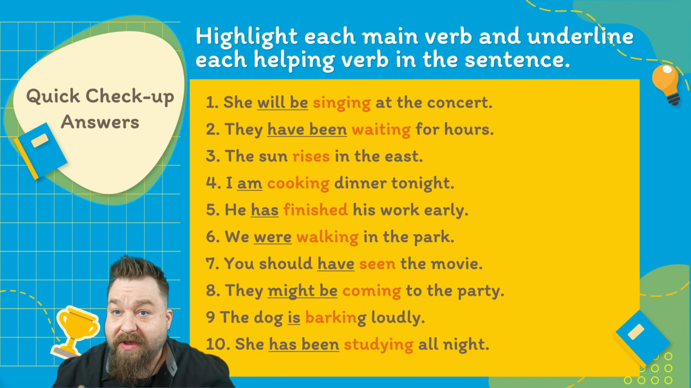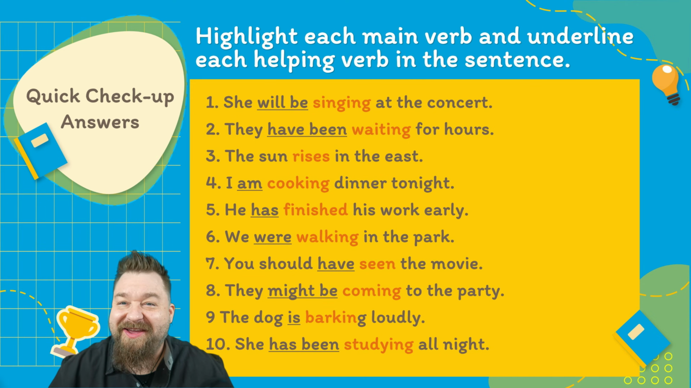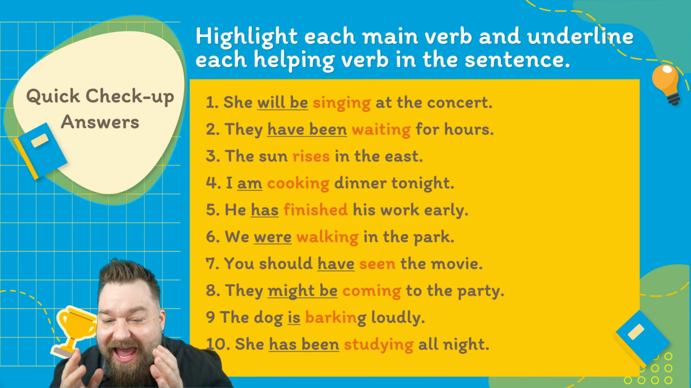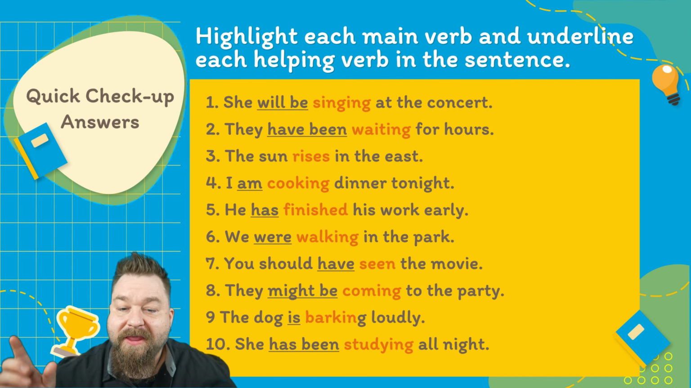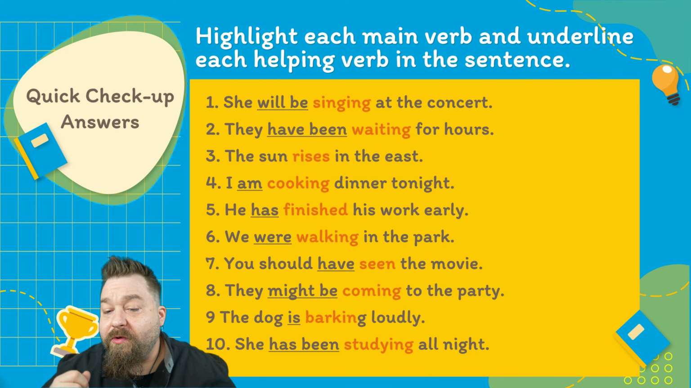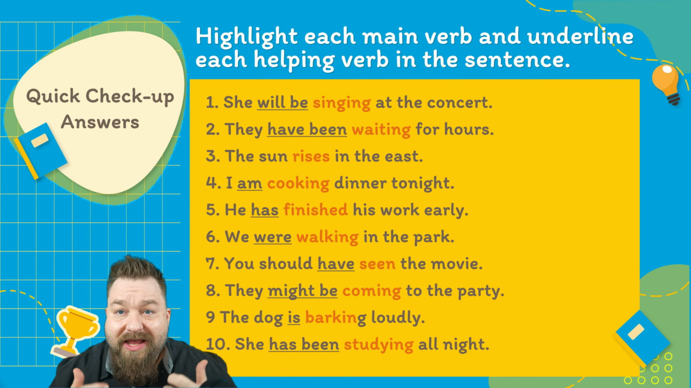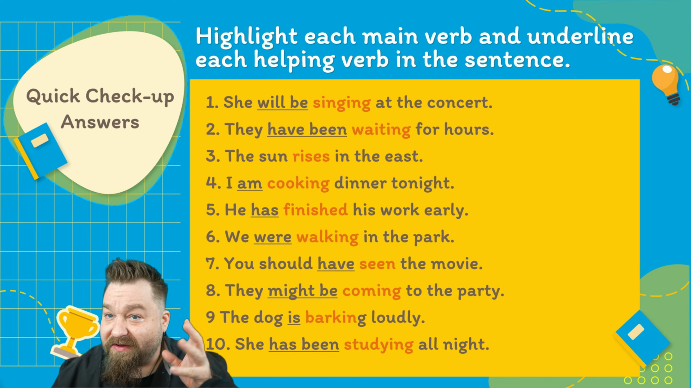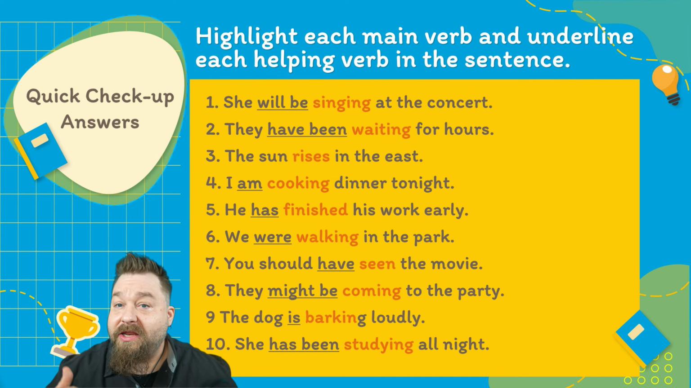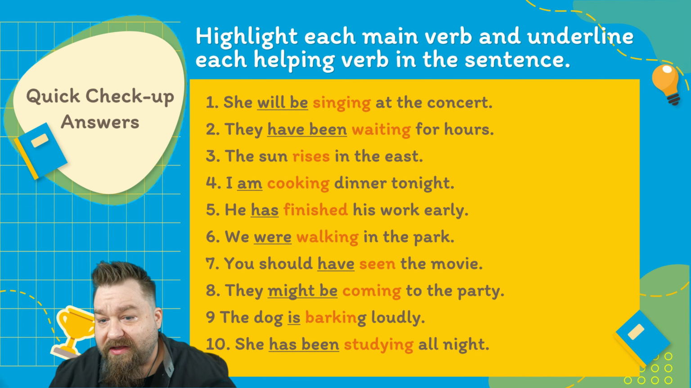Number 5, he has finished his work early. Finished, main verb. Wow. I don't know why I said main thing. Okay, but it's the main verb. And has finished. Has shows that it happened, okay? Number 6, we were walking in the park. Walking is our main verb, and were, past tense, right? This be verb is there to help us show that it happened, the ing. Remember? Be verbs, ing.